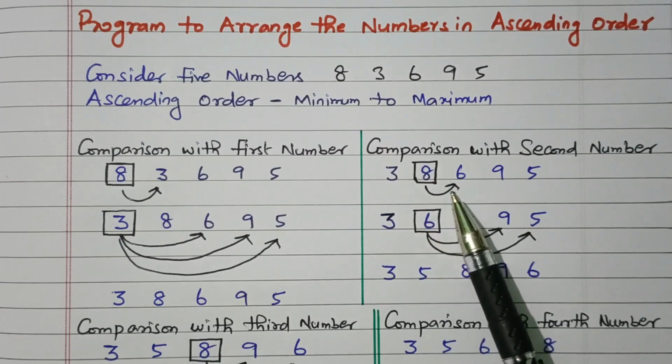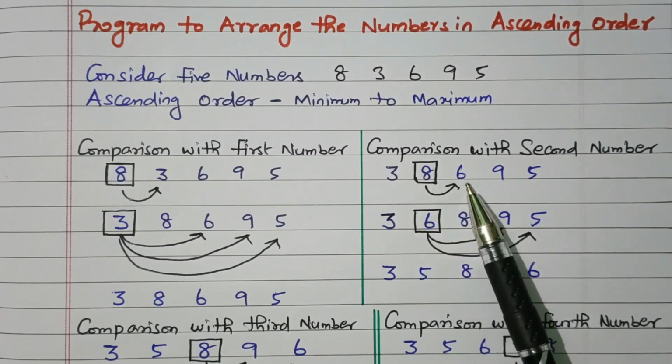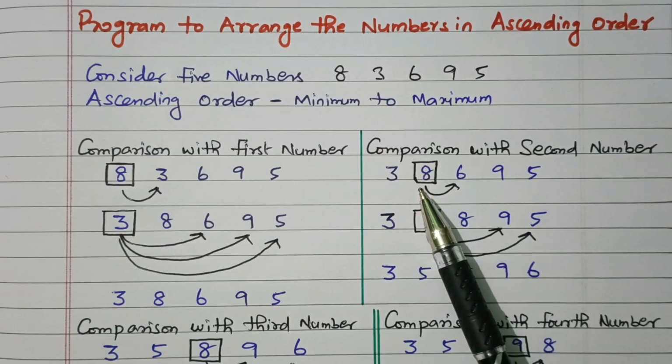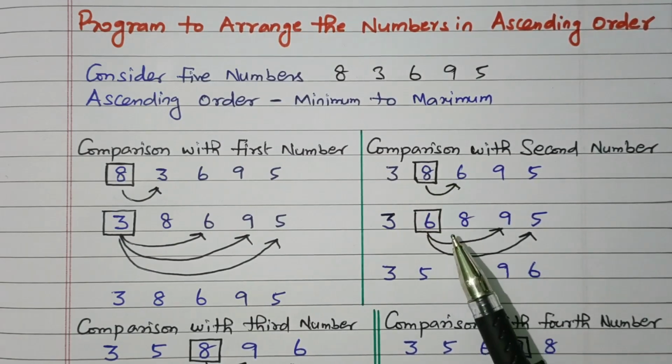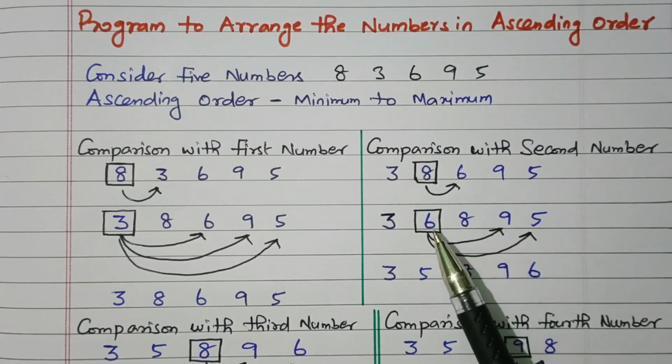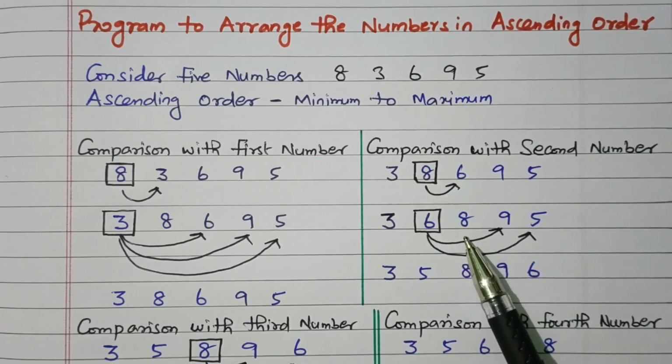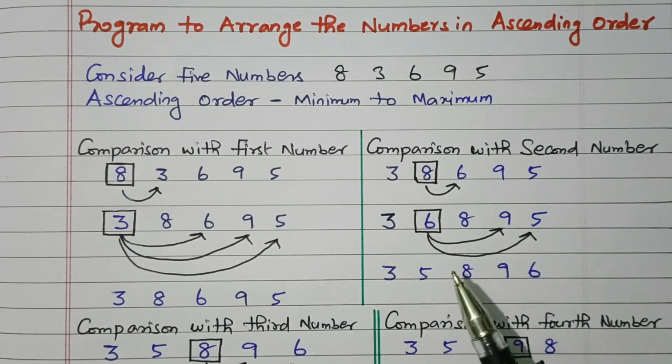The second number and third number are compared. The 6 is lesser, right? The 8 is greater and 6 is lesser. The third number is lesser, so we need to exchange these numbers, right? So 6 is placed in the second position, 8 is placed in the third position, that is the interchange.